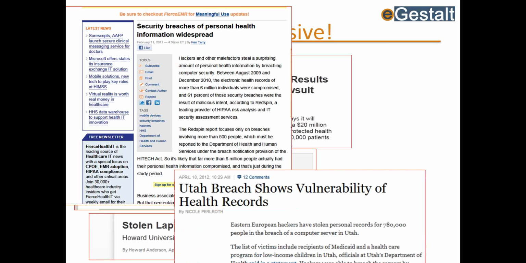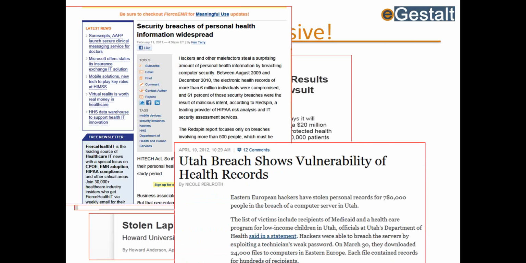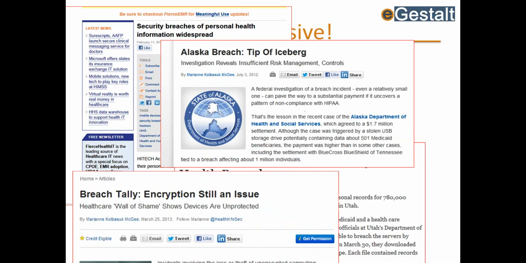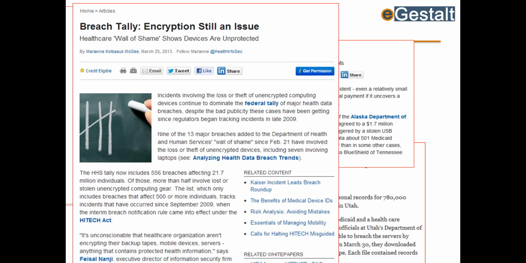Statistics tell us that even state level agencies are getting breached. Alaska and Utah are some examples. And as of March 2013, there have been 21.7 million records that have been breached as a result of about 550 breaches that took place in the last couple of years. And these are, mind you, breaches of 500 records and above. For the breaches that affect fewer than 500 individuals, the numbers are comparable. So both small breaches and large breaches are pretty regular.